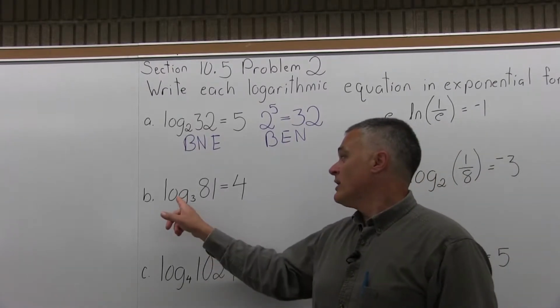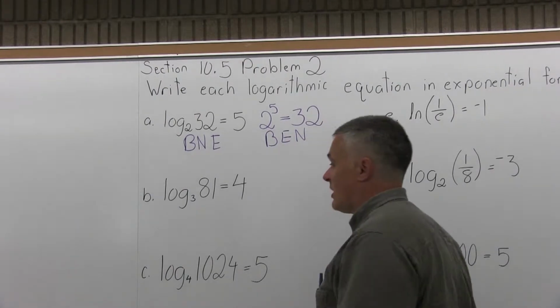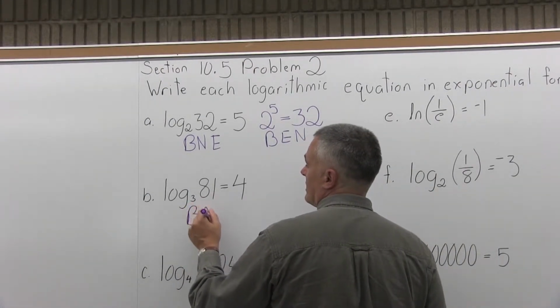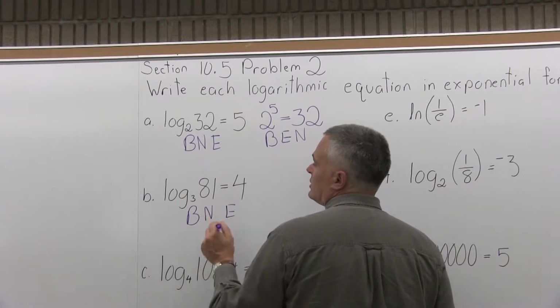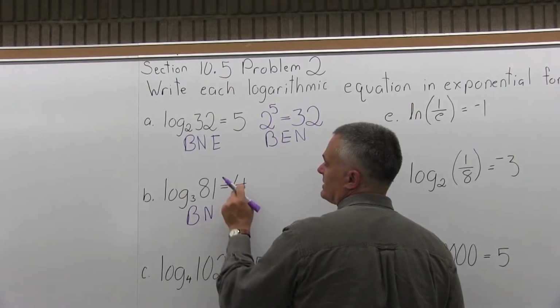Now next is part B, same type of problem. It says write log base 3 of 81 equals 4 in its exponential form. So underneath log base 3 of 81 equals 4, I'm going to write Benny, base number exponent. So again, the base is the 3, the number is the 81, and the exponent is the 4.